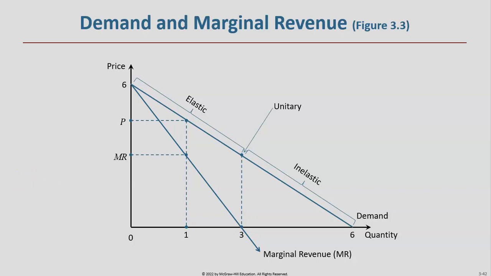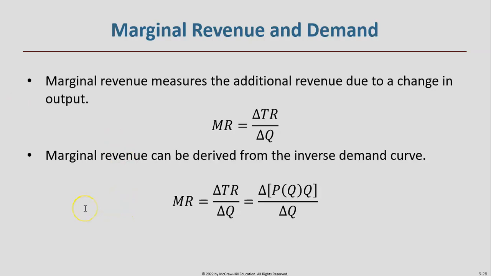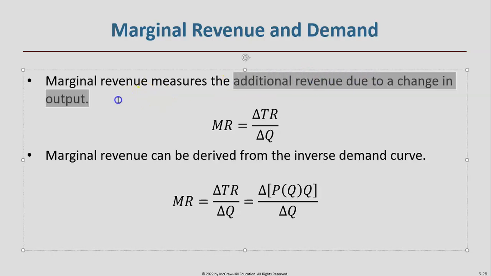So let's first talk about marginal revenue and demand. Okay, first of all, marginal revenue. Let's define that. Marginal revenue is the additional revenue that comes about due to a change in output. Remember, the word marginal means additional. So marginal revenue is the change in total revenue that comes about because of a change in quantity.